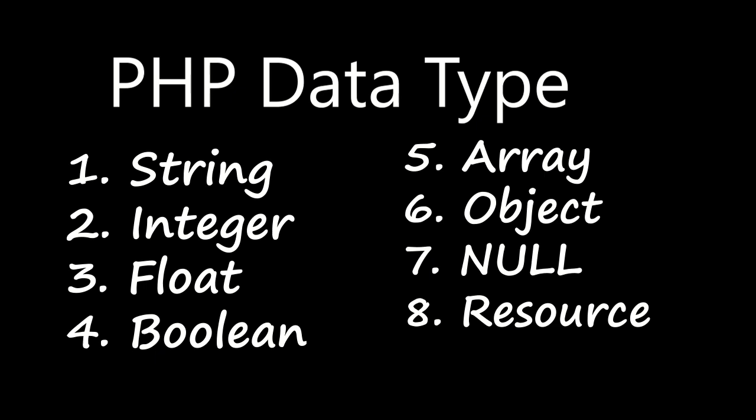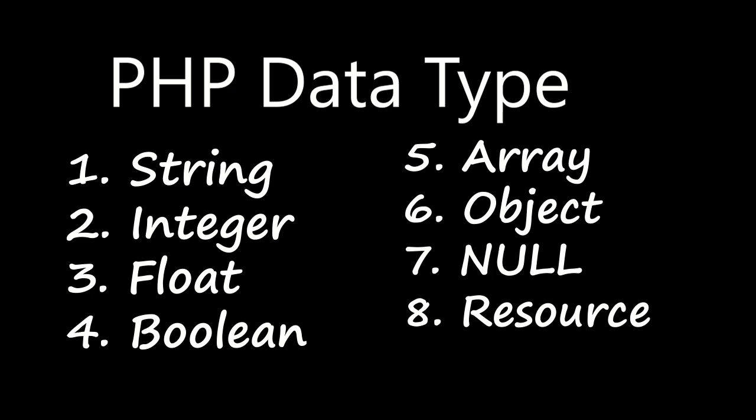Okay, next we are going to see about the data types in PHP. This scripting language supports 13 data types. Data types play a major role in all programming languages. We use data types to classify the data. Here the first one is string, then integer, float, boolean, array, object, null, resource.